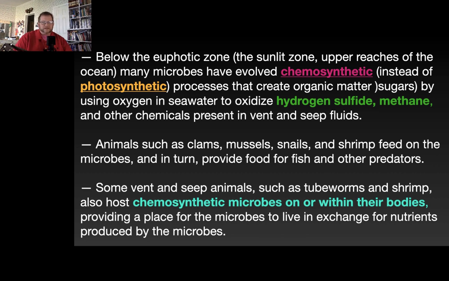The difference is, let's do our word mapping, break the word apart. Photo meaning light, right? Chemosynthesis is making energy from chemicals. Chemo, right. So instead of photosynthesis, all of these microbes down there in the dysphotic and the aphotic zones use chemosynthesis to create sugars.